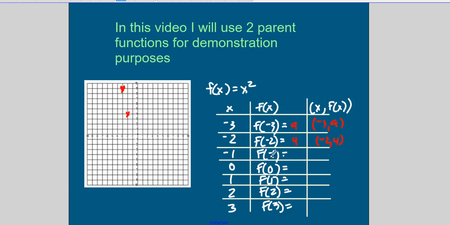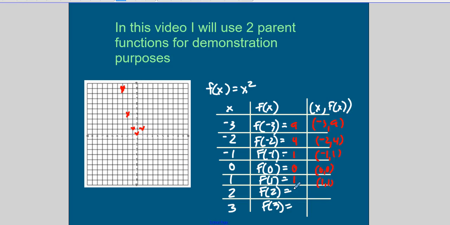Then we have the point -1. I'm using whole numbers here, or integers I should say. -1 quantity squared is -1 times -1, which is 1, so that's -1, 1. And then f of 0 is 0 squared, which is 0, so we have 0, 0 at the origin. The right side is going to be a mirror image of the left side, but I'll just go ahead and complete the table. So f of 1 is 1 squared, which is 1, so that's 1, 1. I forgot to put 0, 0 there.